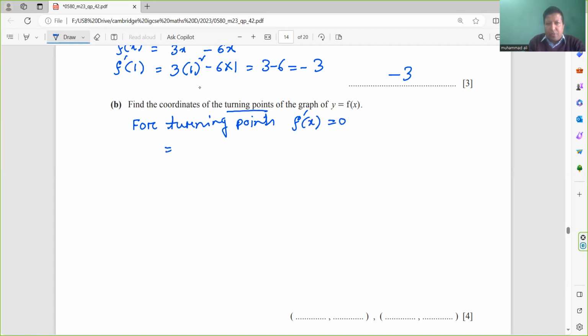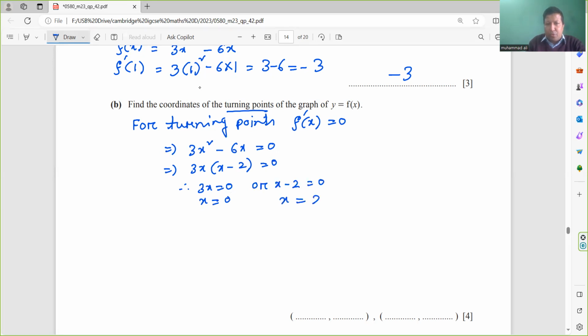So f prime x equals 3x squared minus 6x equals 0. Take common 3x, and we get 3x times (x minus 2) equals 0. Therefore, 3x equals 0, that means x equals 0, or x minus 2 equals 0, so x equals 2.